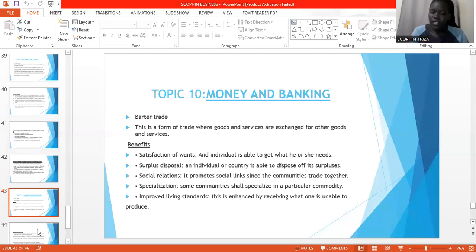What are some of the benefits? Number one, satisfaction of wants. Number two, surplus disposal. Three, social relation. Four, specialization. And lastly, we have improved living standards.